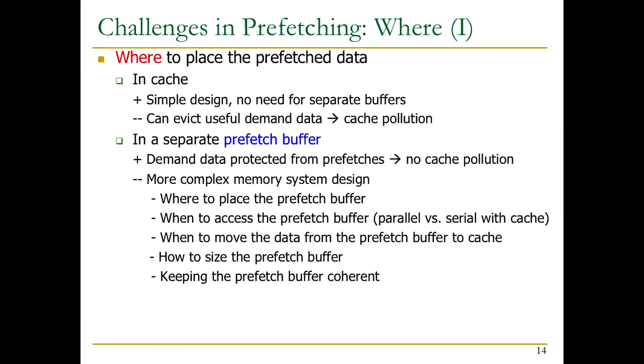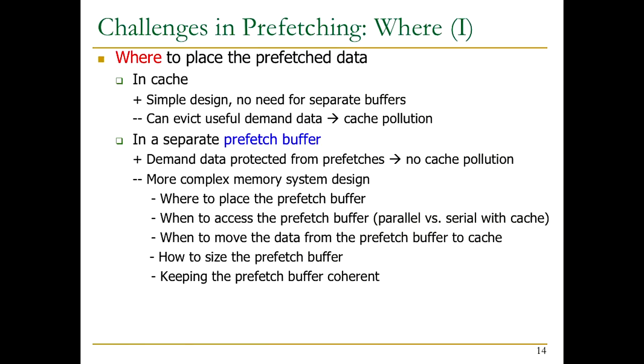So where to place the prefetch buffer becomes a problem. Do you place it with the L1 cache, L2 cache? Do you have a prefetch buffer at every level? I don't know. When do you access the prefetch buffer? Do you access it in parallel versus serial with the cache? Design choice. When do you move the data from the prefetch buffer into the cache, if you ever do so? How to size the prefetch buffer? In fact, if you size it too small, and you have an aggressive prefetcher, you might as well not have the prefetch buffer. There are a lot of results that show that, actually.